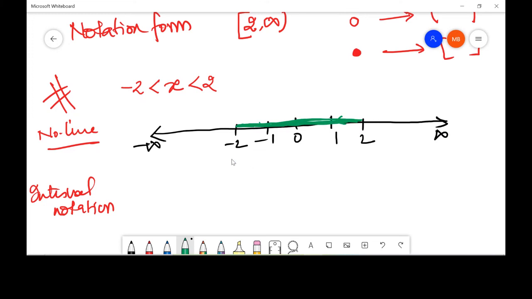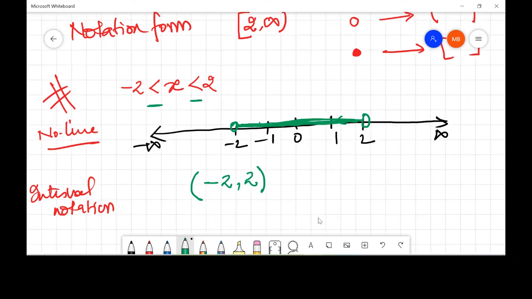Are we going to include -2 and +2? So we have to look at the relation. What kind of relation? This is an inequality, so we are going to put open brackets, open bracket here and open bracket here. Let me finish the interval notation. The interval notation in this case will be parenthesis, because we have got open brackets, -2, comma 2.